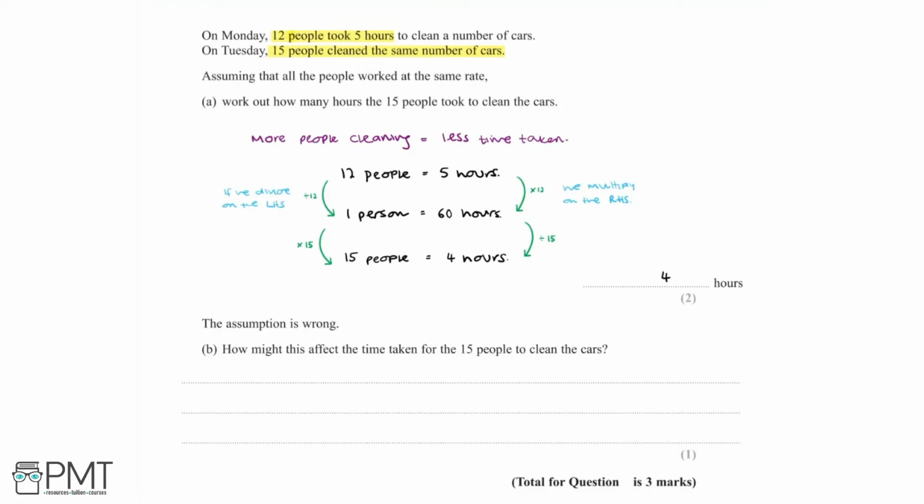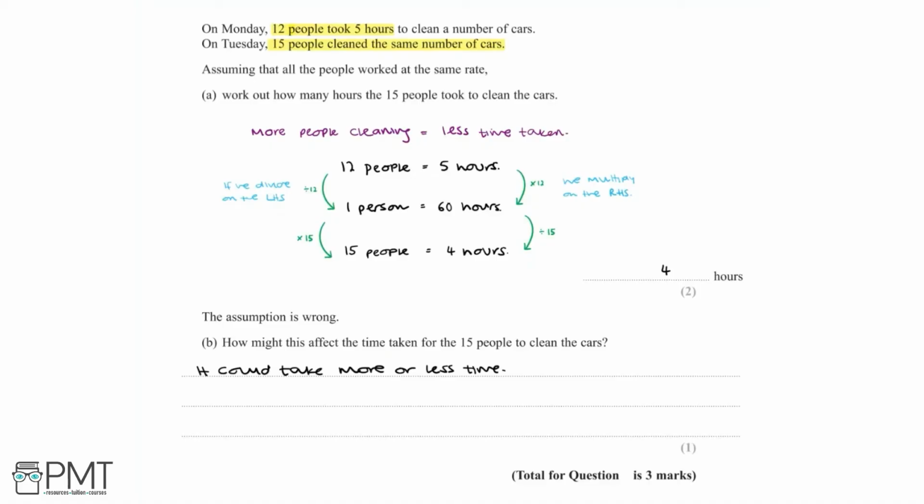And so that's all we need to write. We just need to say that it could take either more time or less time for the 15 people to clean the cars. And so our answer to part B is that it could take more or less time for the 15 people to clean the cars.